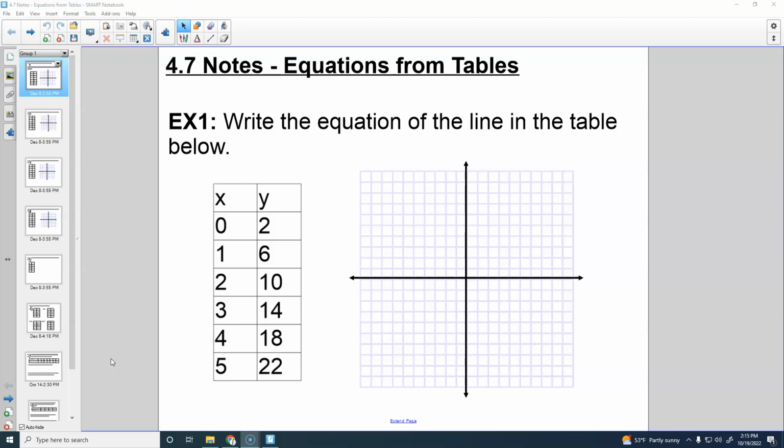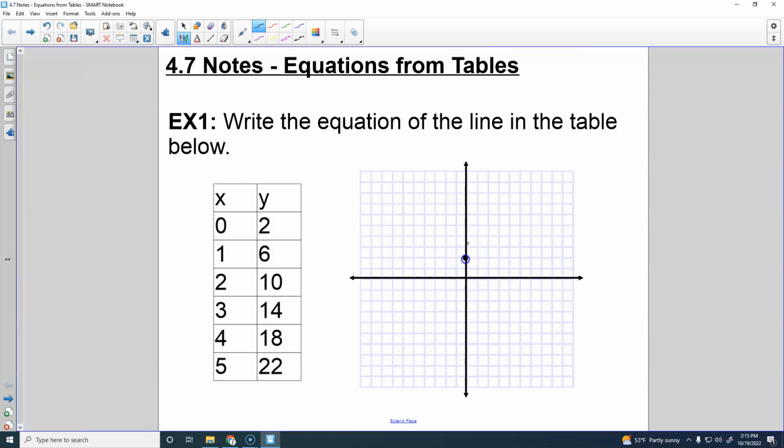You're on the wrong side, I think. Oh. Alright. So just graph those points for me. As many of them as will fit.